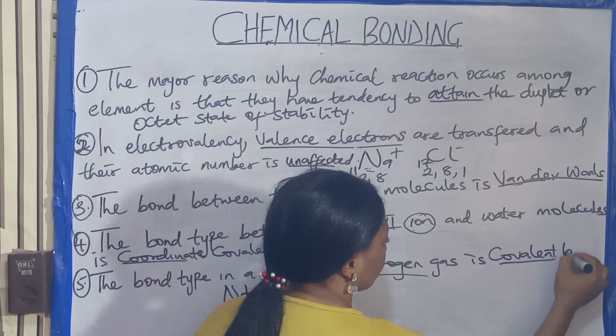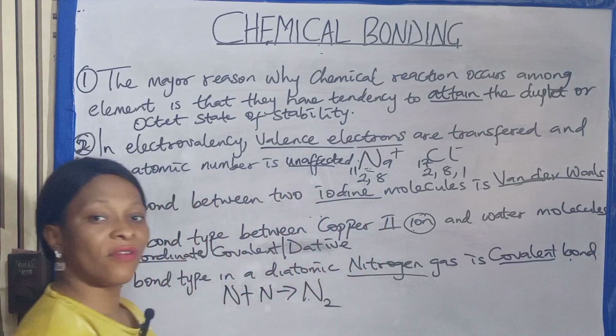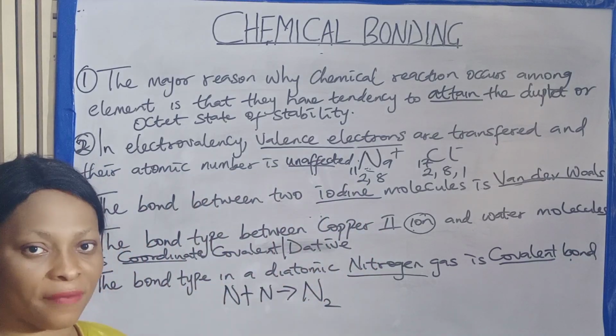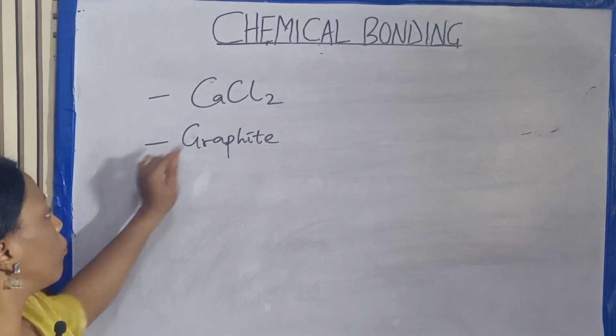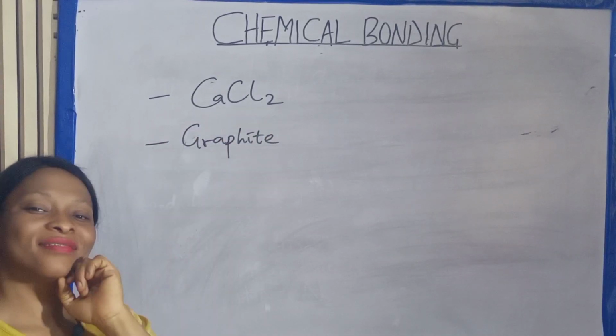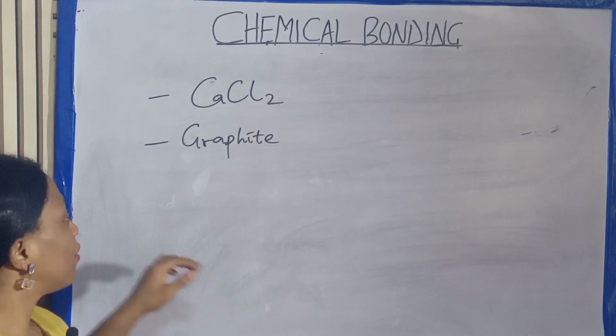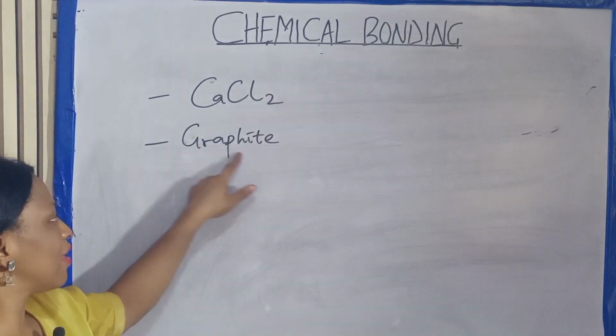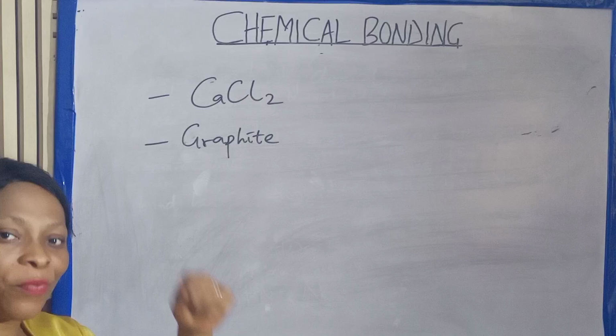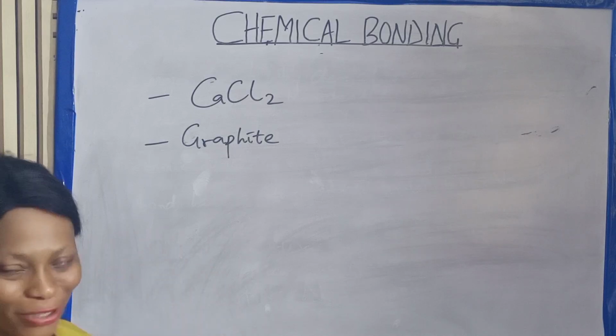Covalent bond. Now I have a question for you to answer. What type of bond exists in calcium chloride? I want you to drop your answer in the comment section. And also, what type of bond exists in graphite? Drop your answer in the comment section.